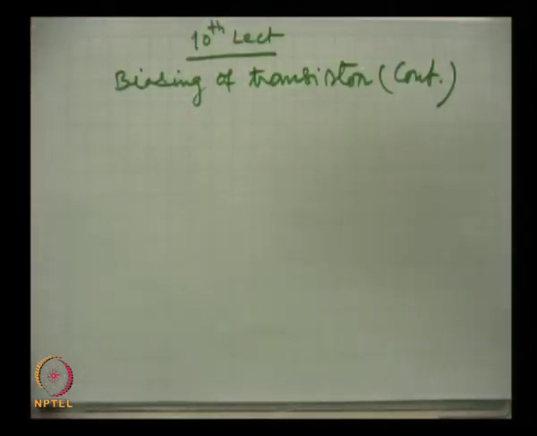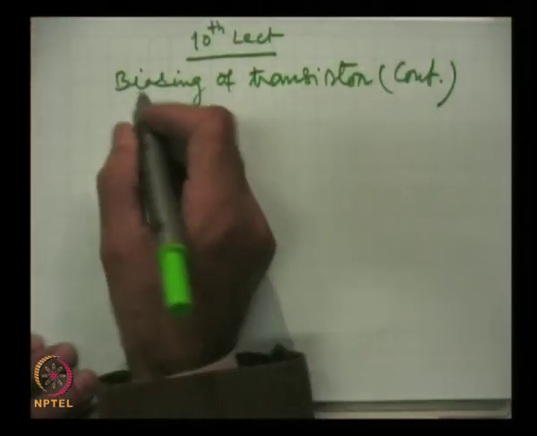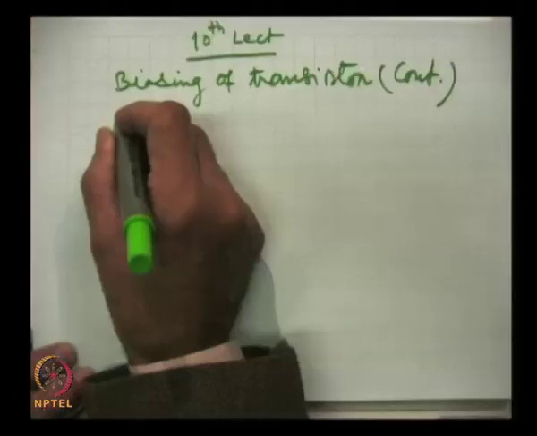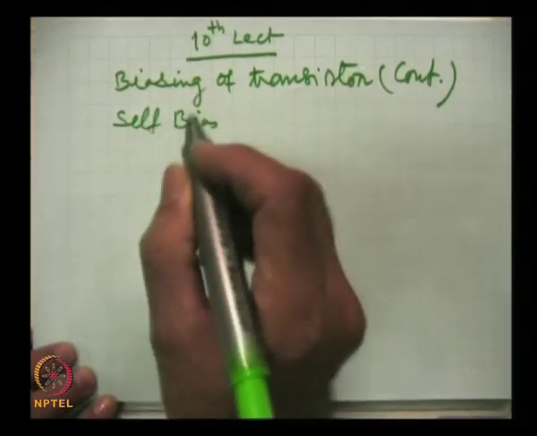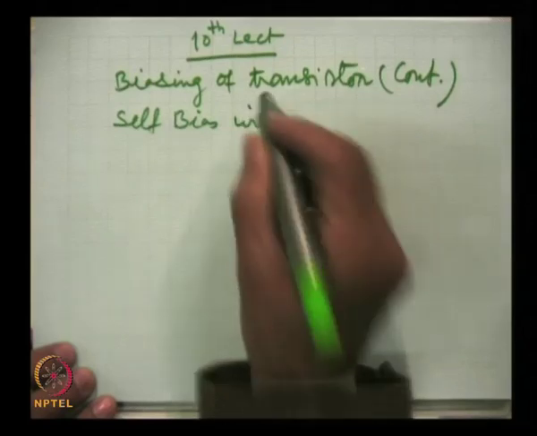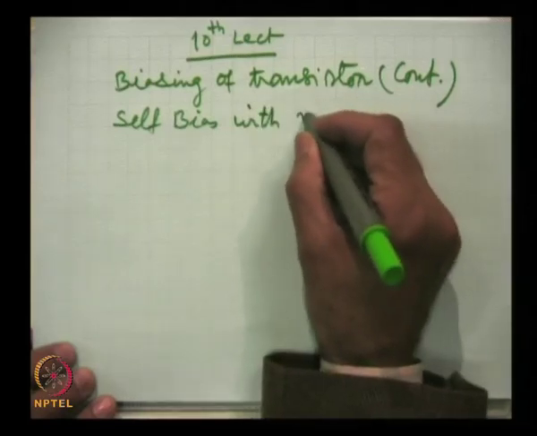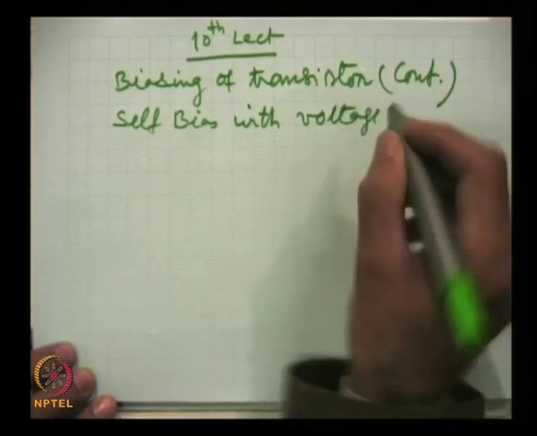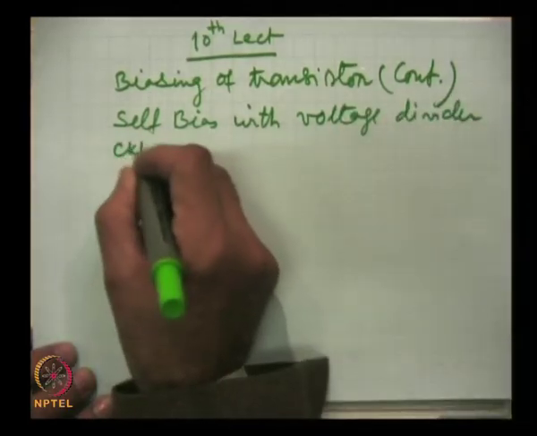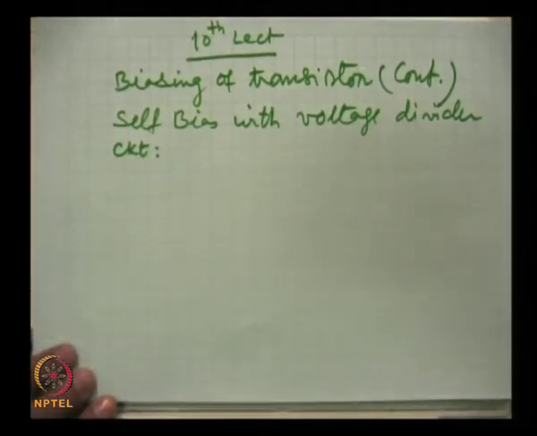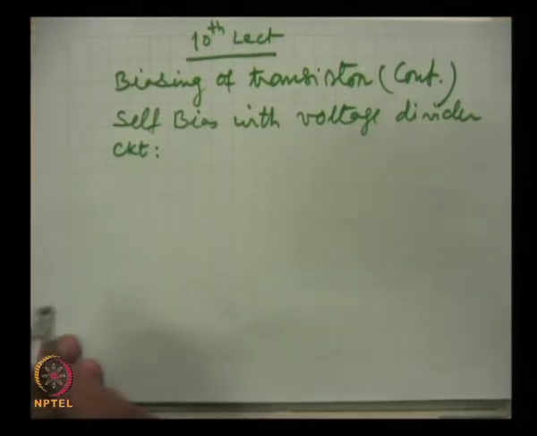This circuit is used as a voltage divider also. So, self bias with voltage divider circuit. This has certain advantages, and those advantages also I will point out, but let us first see what this circuit is.